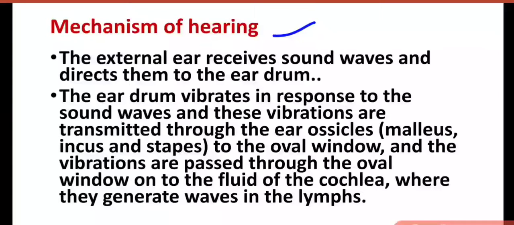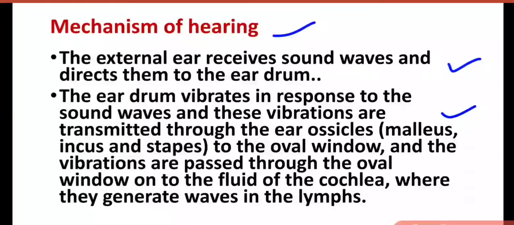Firstly, the external ear receives sound waves and directs them to the eardrum. The sound waves travel from the external ear towards the auditory canal, and then are directed towards the eardrum. The eardrum starts vibrating in response to these sound waves. As they strike the eardrum, vibrations are produced, and these vibrations are then transmitted to the ear ossicles, firstly to the malleus, then to the incus and stapes.